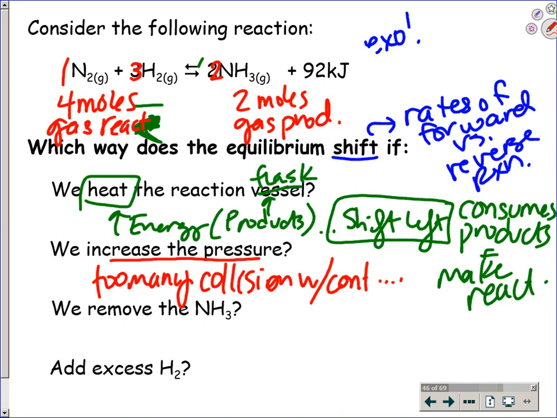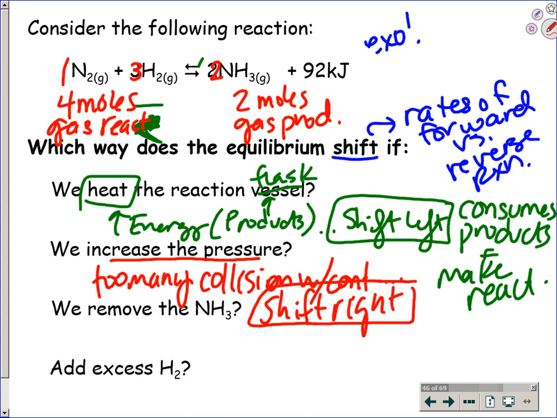Do I want more moles of gas in there colliding, or do I want less moles of gas in there colliding? I want less, because your job is to alleviate that stress, to fix the stress. So too many things colliding. How do I fix it? Shift to the right. I want to make less collisions happen now. So I'm going to shift right. And that's because there are what there? Less moles.